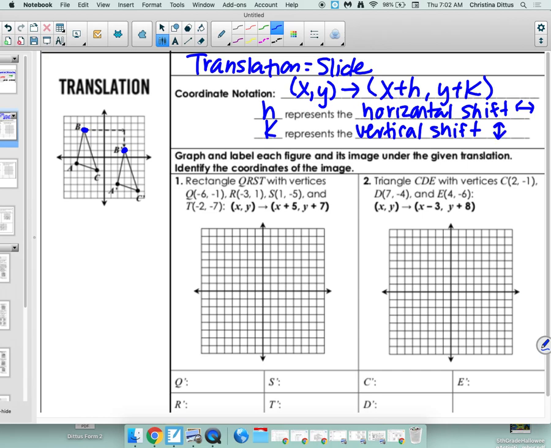Alright, so trace your pre-image with these coordinates. So -6, -1. And that's going to be Q. And then -3, 1 is R. 1, -5 is S. And T is -2, -7.